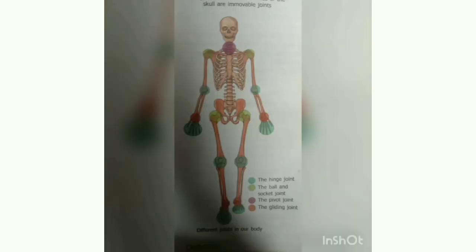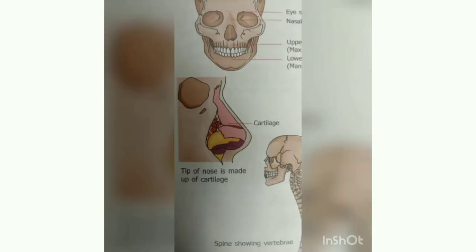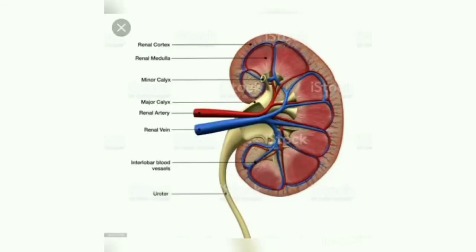Ribcage. The ribcage is a box-like structure consisting of 12 pairs of bones. They join the vertebral column at the back and the sternum in front. The last two pairs of ribs are free.